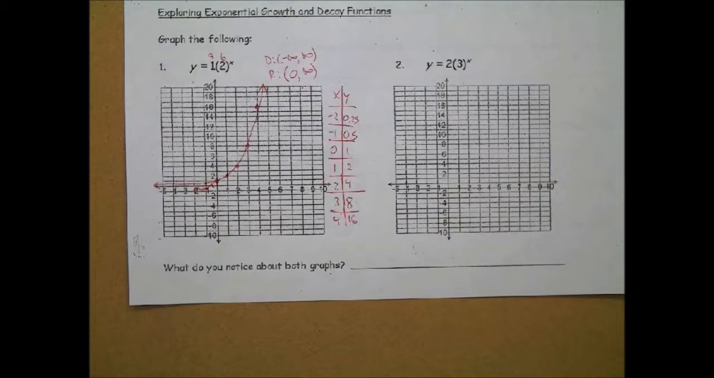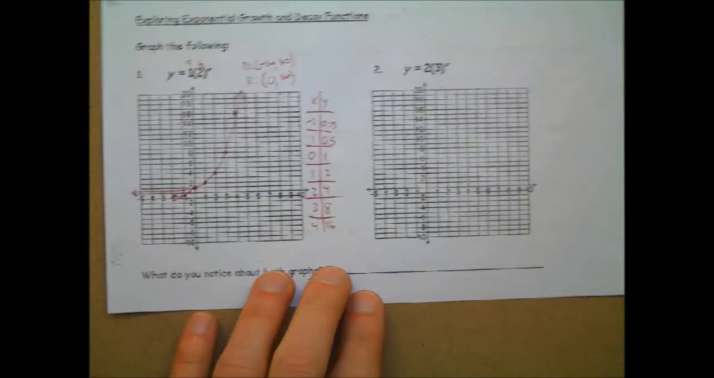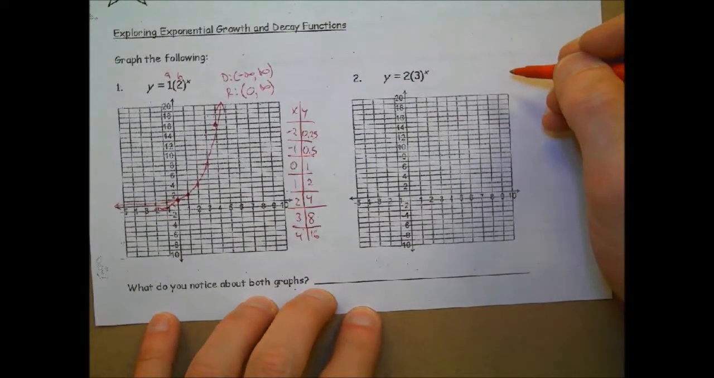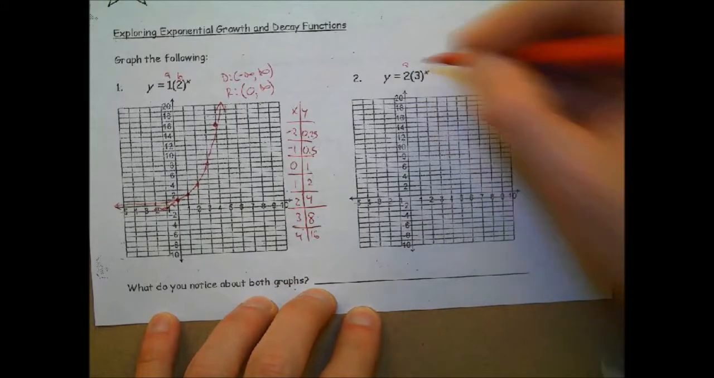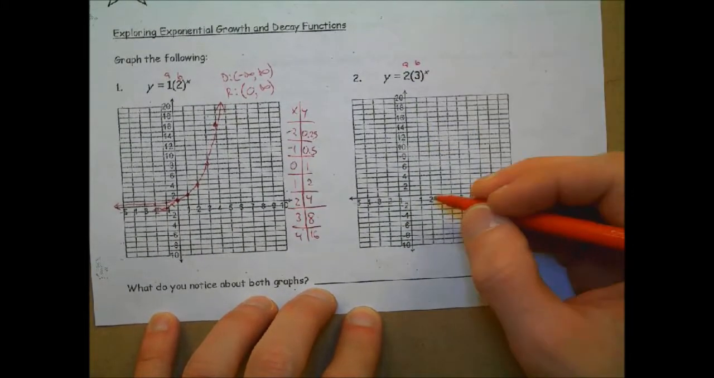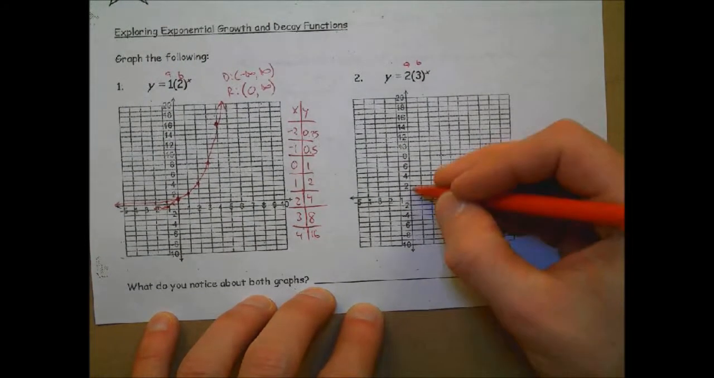All right, you guys go ahead. Try number 2. I'll help you get started a little bit here. What's our A for number 2? 2. What's our B? 3. And so our y-intercept is what number? 2. So I'm going to put a point here at 2.